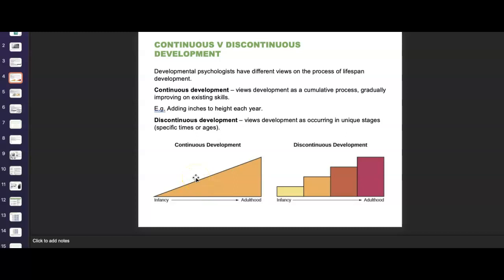You can see the example of continuous development in this graphic here, and that it just is a slow, steady incline. On the opposite, some developmental psychologists view development as discontinuous, meaning that it's done in unique stages or specific times. So at each stage, you're moving to the next stage and then the next stage. It's not gradual as continuous development is.